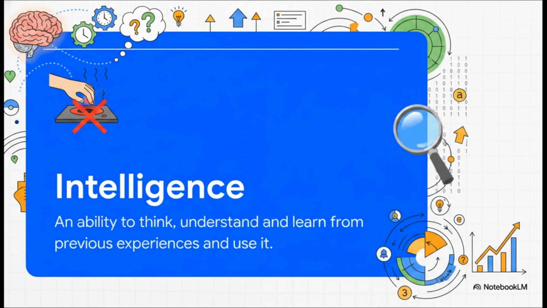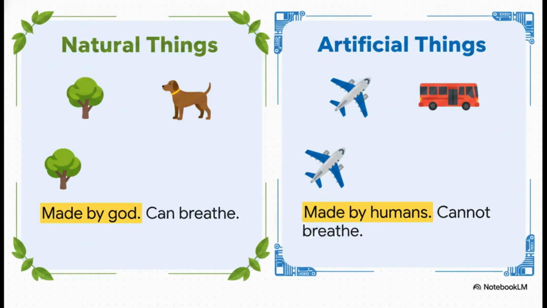the past. To help us figure out exactly where AI fits into the picture, our book breaks the physical world down into two big buckets. Over on the left, we've got natural things. These are made or produced by God, and this is key. Natural things can breathe. Think of a dog or a tree. Then on the right, we have artificial things. These are made or produced by humans, and they cannot breathe, like an airplane or a bus.